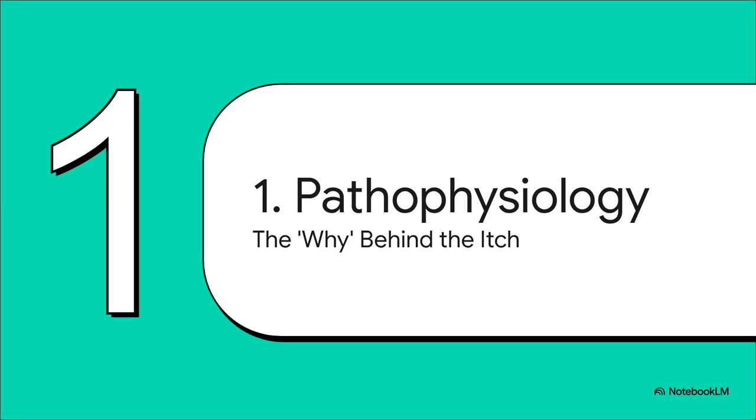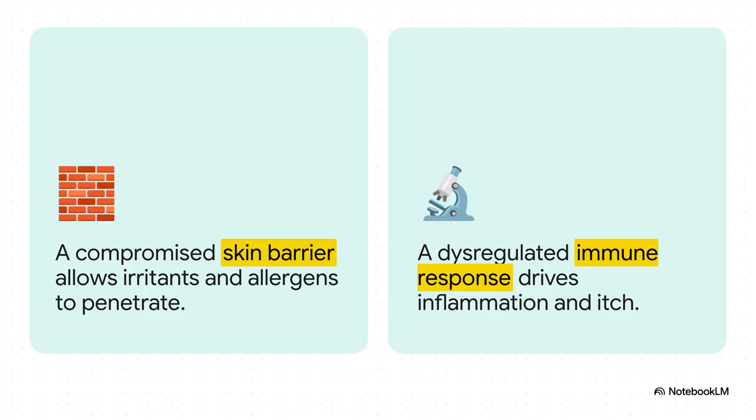First up, the pathophysiology. To really manage atopic dermatitis well, we have to get a solid grip on the fundamental mechanics that are actually driving the disease. At its heart, AD is really a 2-part problem. You've got a breakdown in the skin barrier, and you've got an immune system that's gone haywire. And these aren't separate issues, they are locked in a nasty cycle, each one making the other worse.